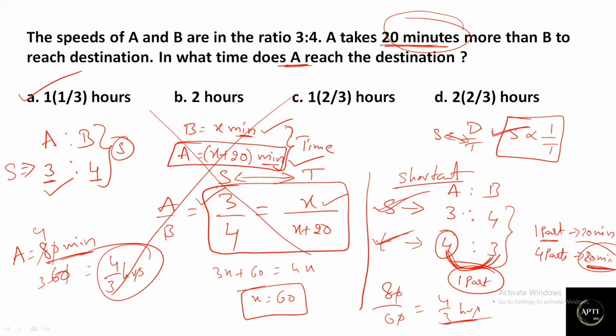That's it. Rather than cross multiplying or taking all the values of x, it will take more time. So this is a simple way to calculate this question. I hope you all understood this question. We'll move on to the next one.